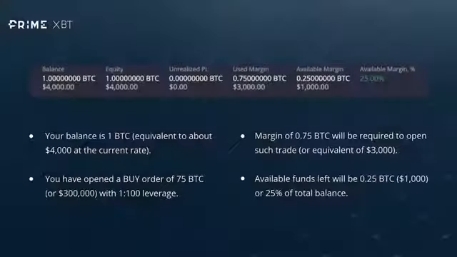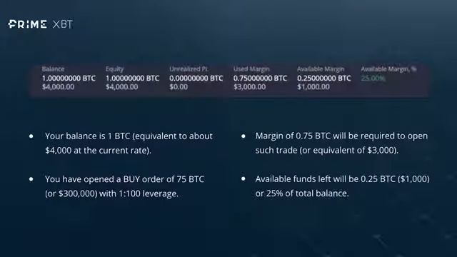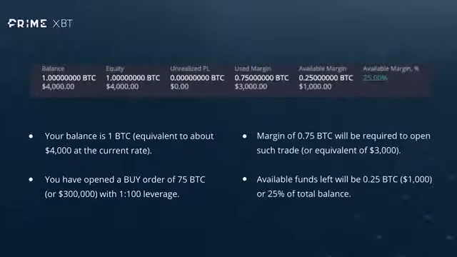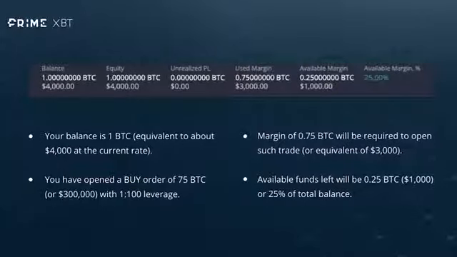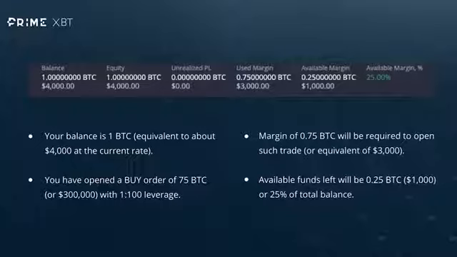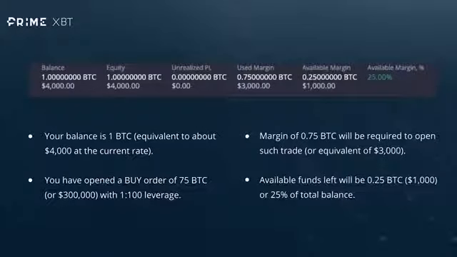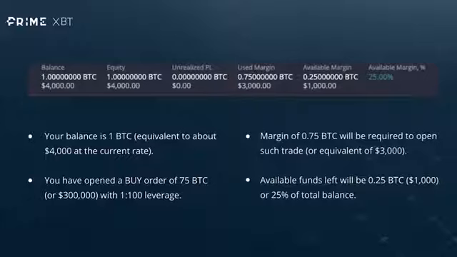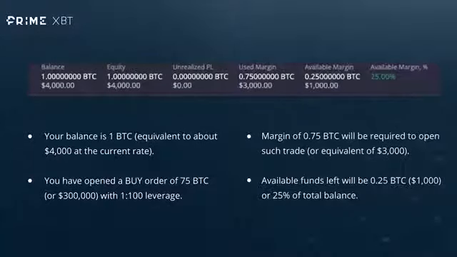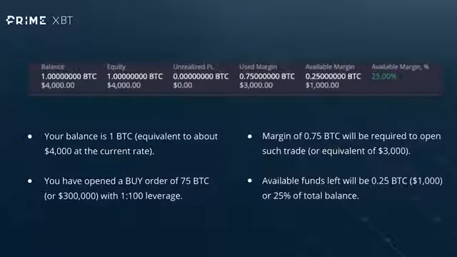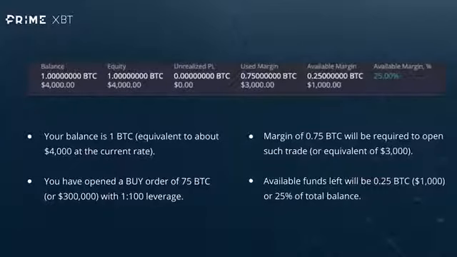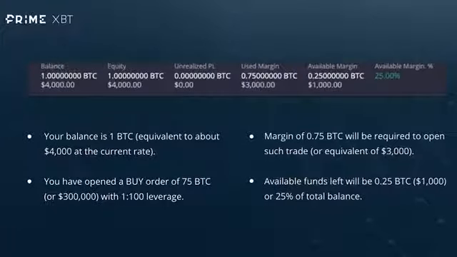For example, your balance is 1 BTC, which is equivalent to about $4,000 at the current rate. You have opened a buy order of 75 BTC, or $300,000, with 1 to 100 leverage. Margin of 0.75 BTC will be required to open such a trade, or the equivalent of $3,000. Available funds left will be 0.25 BTC, $1,000, or 25% of the total balance. The following information will be displayed in the trading terminal.